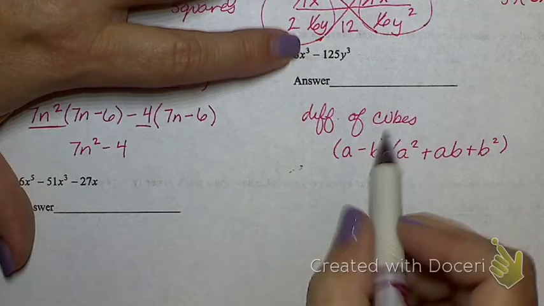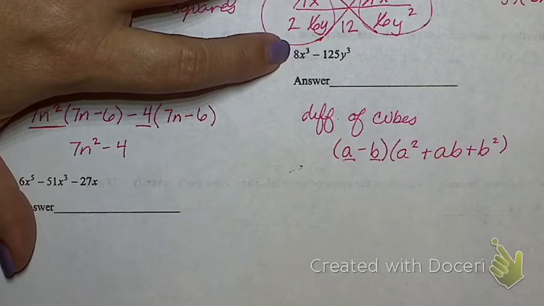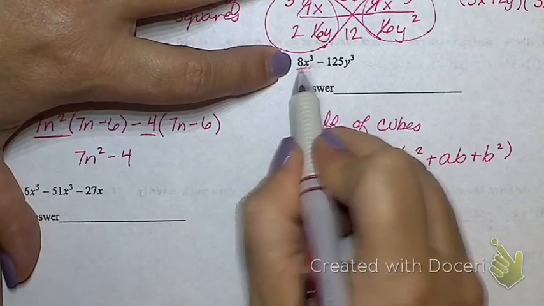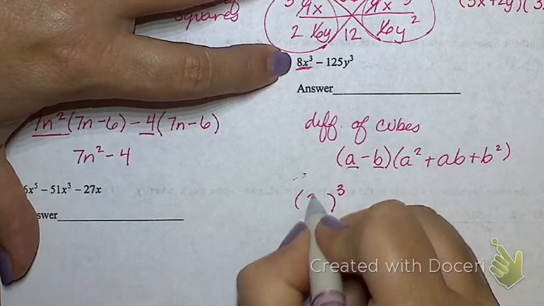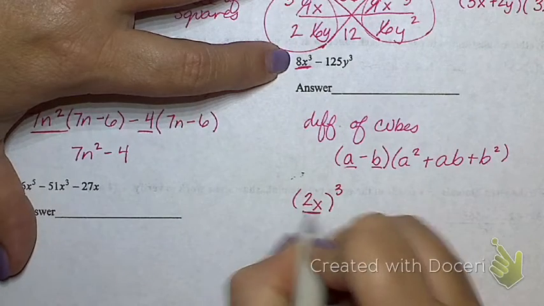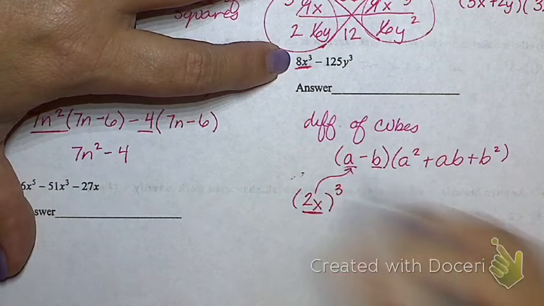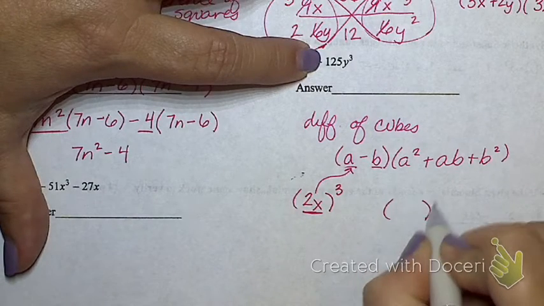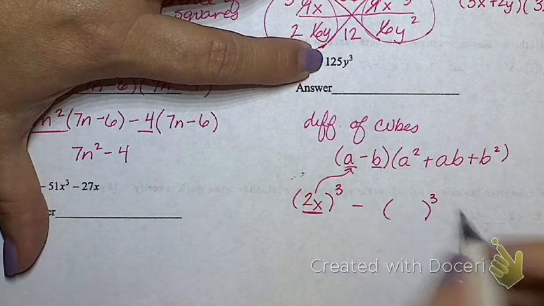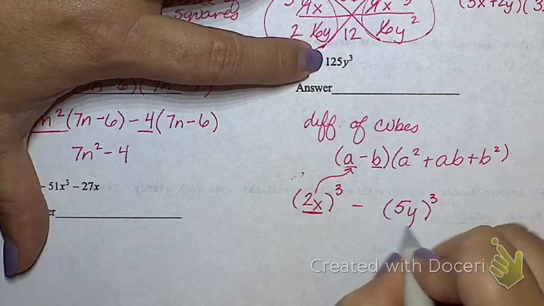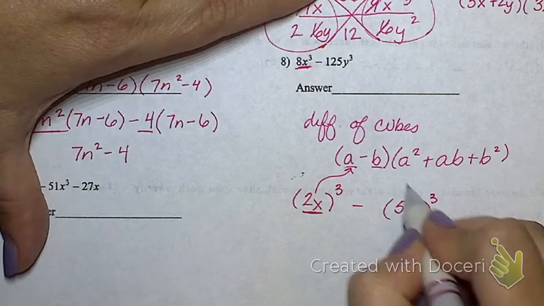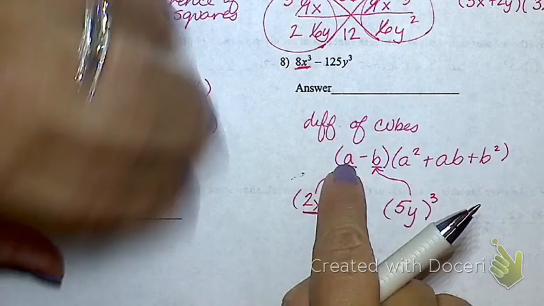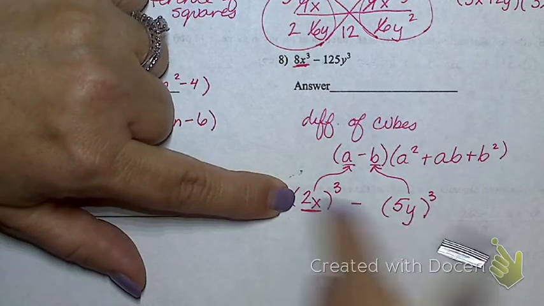So now I just need to figure out what am I plugging in for a and b. Well, what is it that when I raise it to the third power gets me that first term? 2x. So 2x is what I'm going to be plugging in every time I see an a. What is it that to the third power gets me 125y cubed? 5 what? 5y. So 5y is what I'm plugging in every time I see a b. So my first parenthesis is simply a minus b. So it's 2x minus 5y.